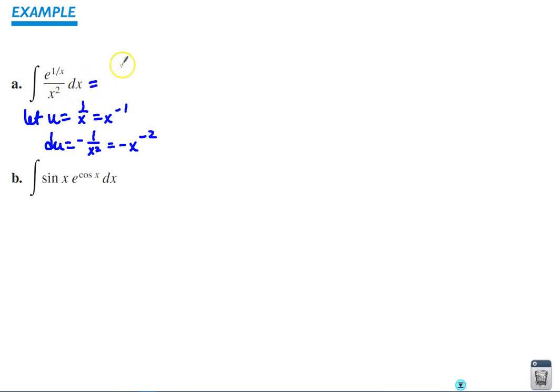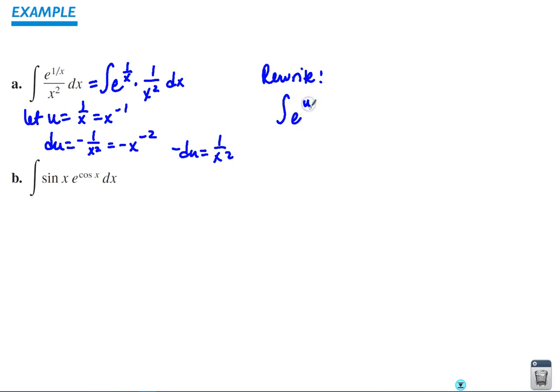Remember, this is the same thing as the integral of e to the 1 over x times 1 over x squared times dx. Okay, it's just that since they're multiplied, you can just put it in the numerator. Now, I don't want the negative, so I'm going to move that over. So I'll have negative du is equal to 1 over x squared. So when I go to rewrite for this one, I'm going to have the integral of e to the u du with a negative out front.